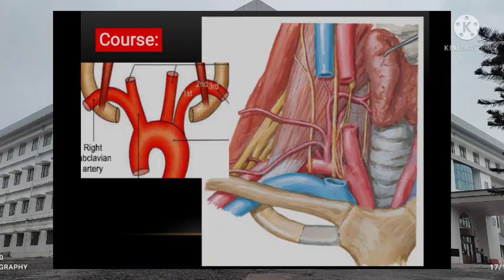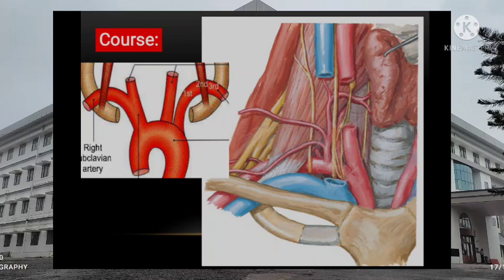Next, the course of the subclavian artery. The cervical part of each subclavian artery undergoes a curved course with an upward convexity, and it extends from the sternoclavicular joint to the outer border of the first rib, where it enters through the apex of the axilla and is continued as the axillary artery.